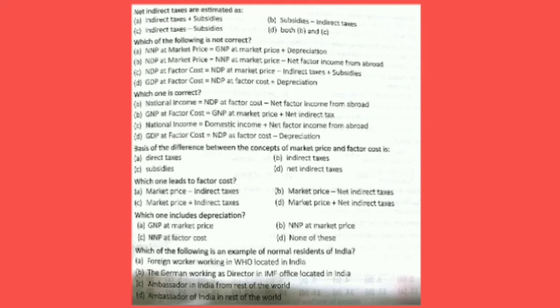Next one, ambassador in India from the rest of the world. For example, the ambassador of USA is living in India, so that person will not be treated as a normal resident of our country. Then ambassador of India in the rest of the world. For example, suppose the Indian embassy is situated in America, so the Indian ambassador will be there, so that Indian ambassador will be considered a normal resident of our country.